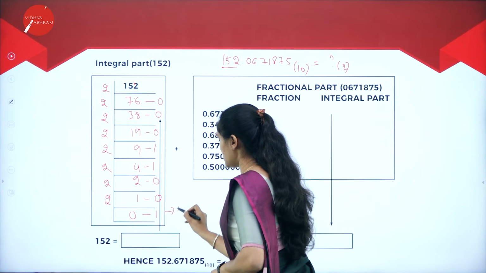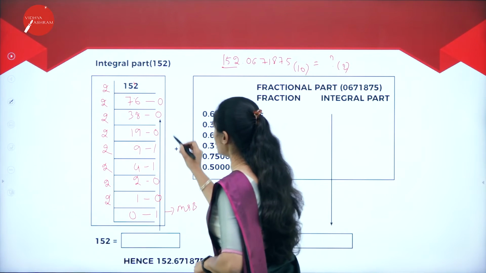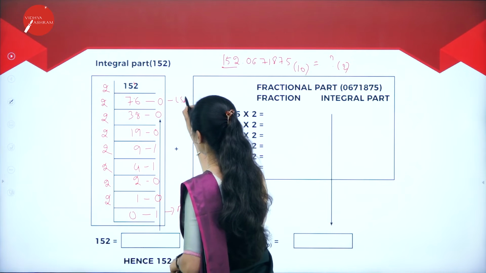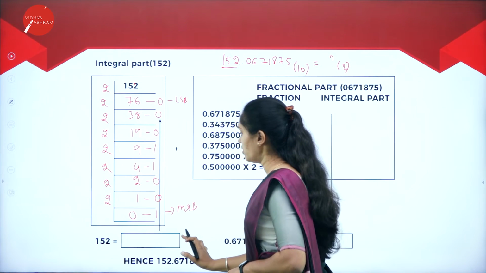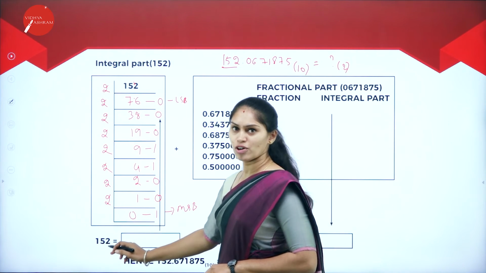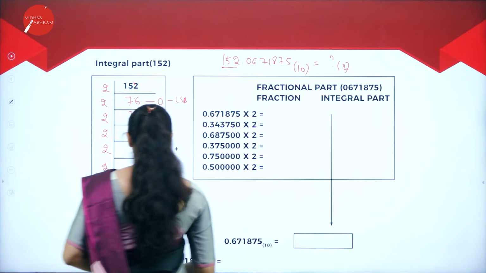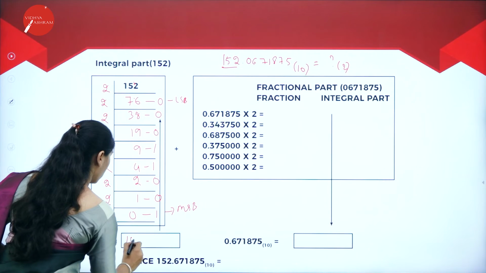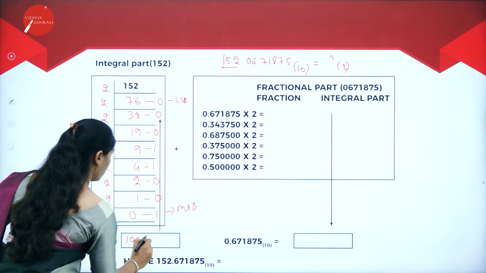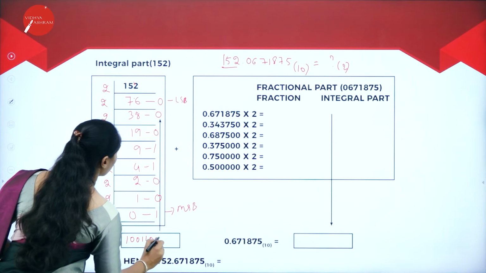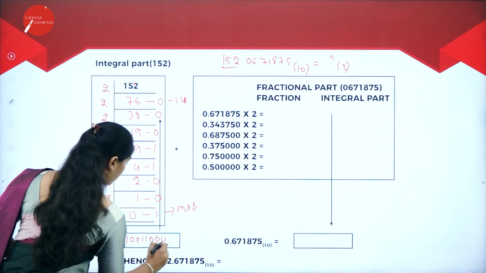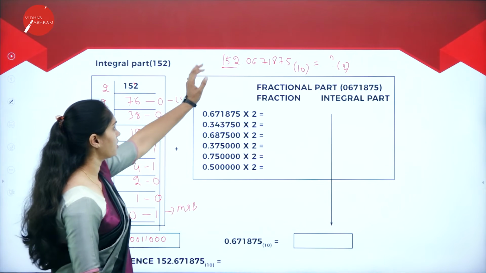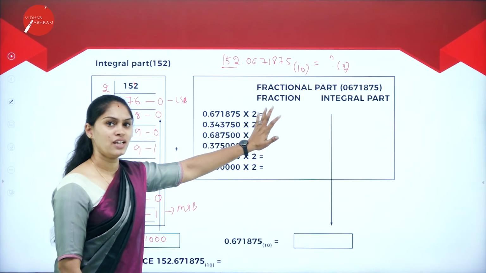What is this? This is our MSB and this is LSB, right? So from here to here we have to write. Then what is the equivalent value of this 152? That is 1 0 0 1 1 0 0 0. So this is regarding the whole number. Now we have to go with the fractional part.